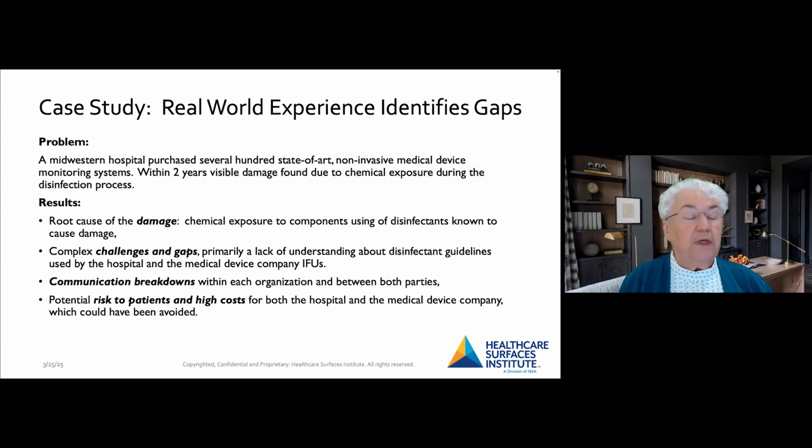And commonly, when we do FMEA or root cause or A3, communication is a key thing. So the potential risk to the patients and high costs for both the hospital and the medical device company could have been avoided if we had started with that value analysis process and everyone was gathered to the table.